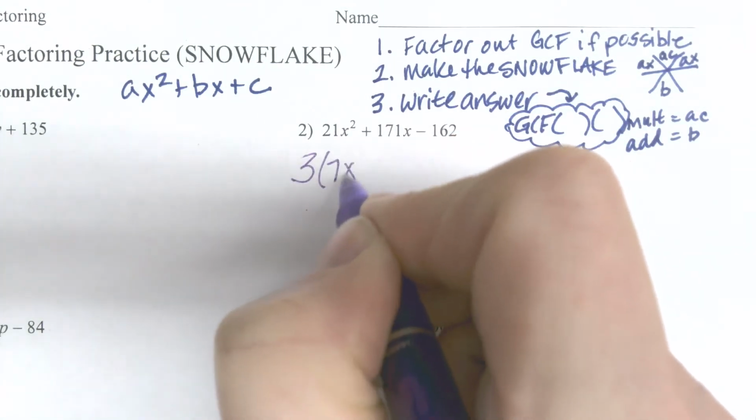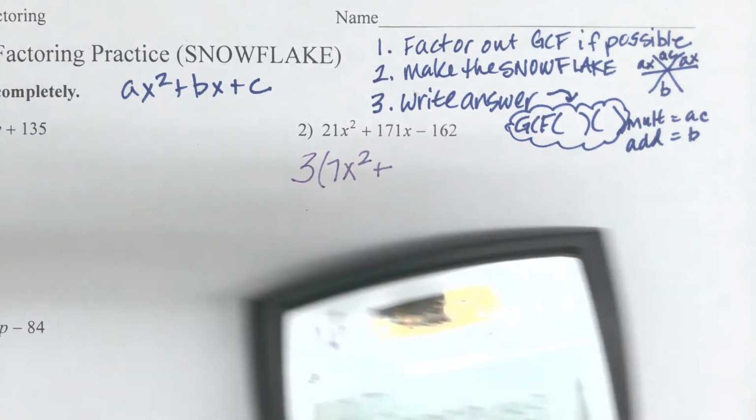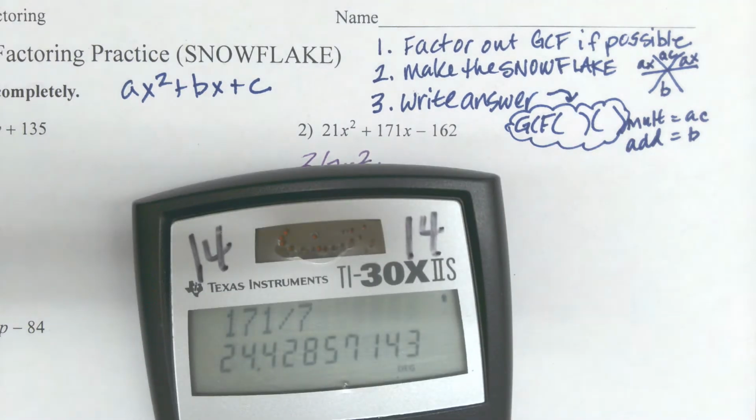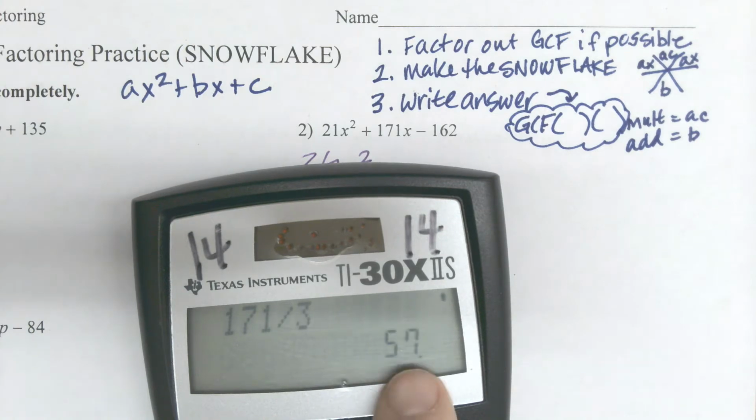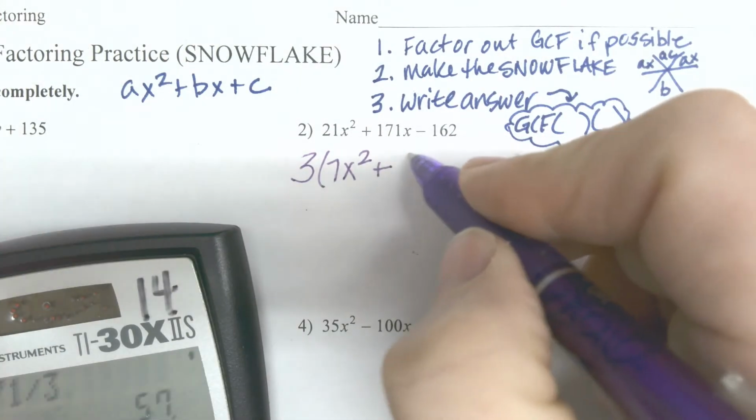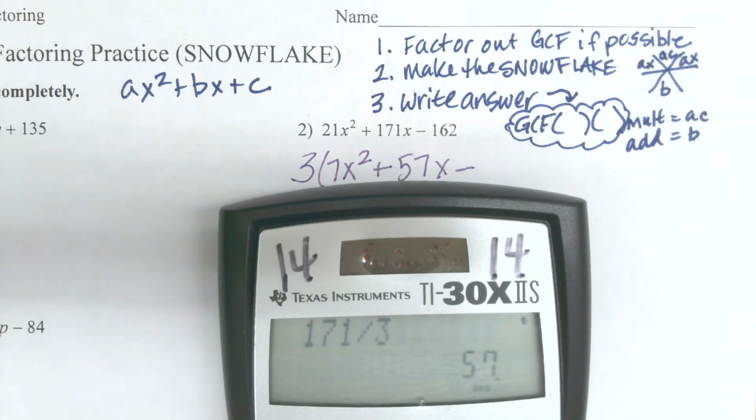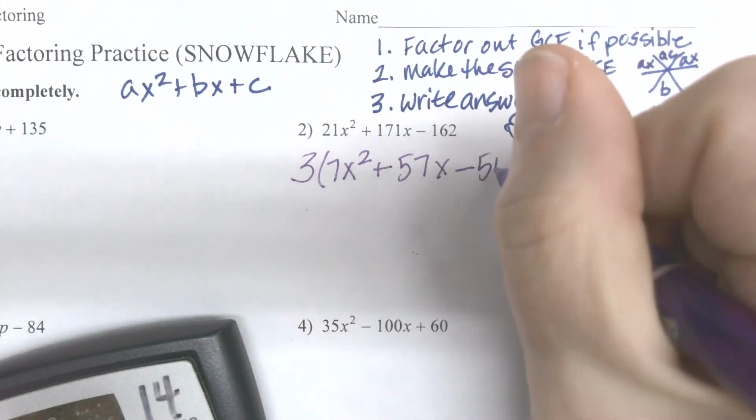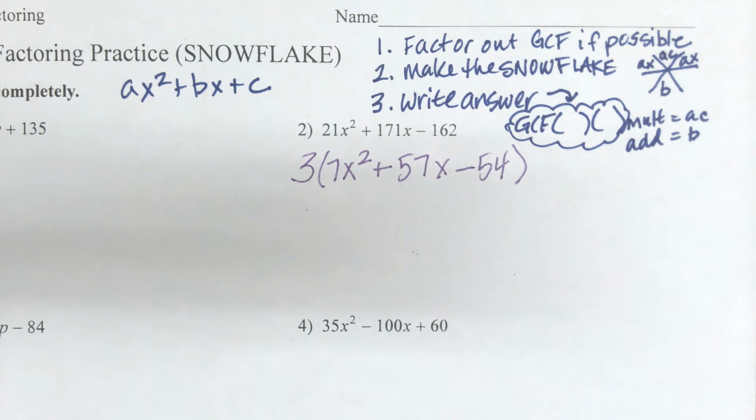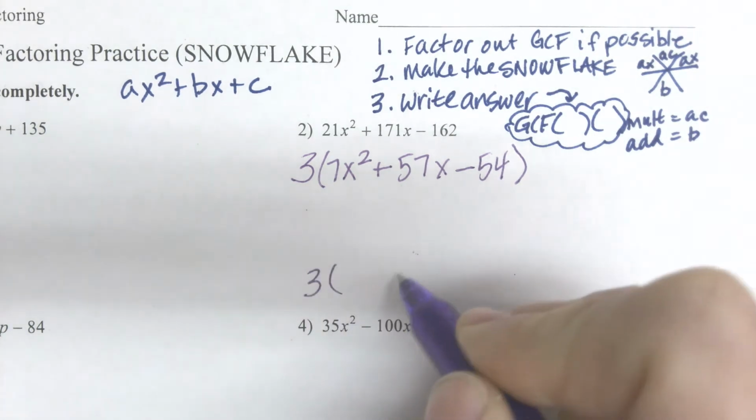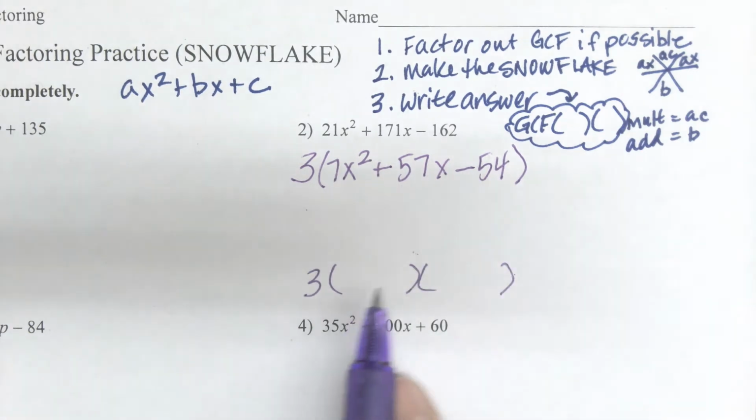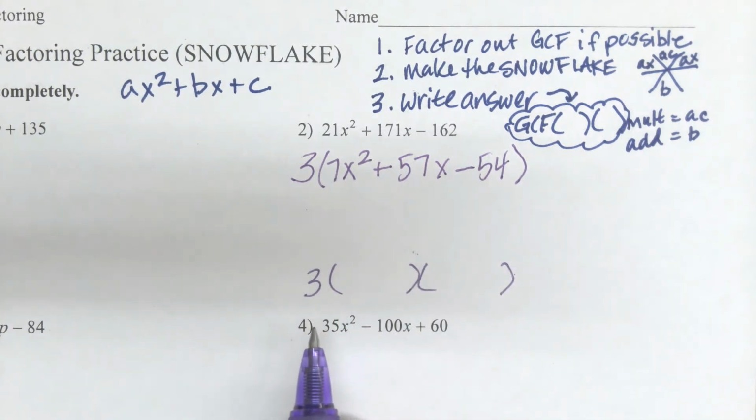That leaves me with 7x squared plus, and then 171 divided by 3 was 57x minus, then I do the 162. 162 divided by 3 is 54. So that's my GCF. I set this up always at the bottom so I don't forget to put the 3 in, because that's a common thing I see people do. They don't put the 3 in there when they're done.